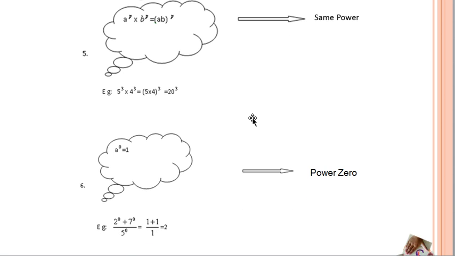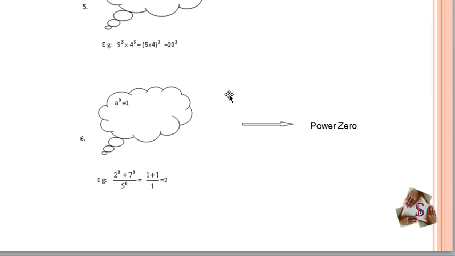The next one is the power 0. So when any base has power 0, that's equal to 1. So 2 to the power 0 plus 7 to the power 0 by 5 to the power 0. 2 to the power 0 is 1 plus 7 to the power 0 is 1 divided by 5 to the power of 0 is 1. So it is 1 plus 1 divided by 1, that's 2 by 1, that's equal to 2.